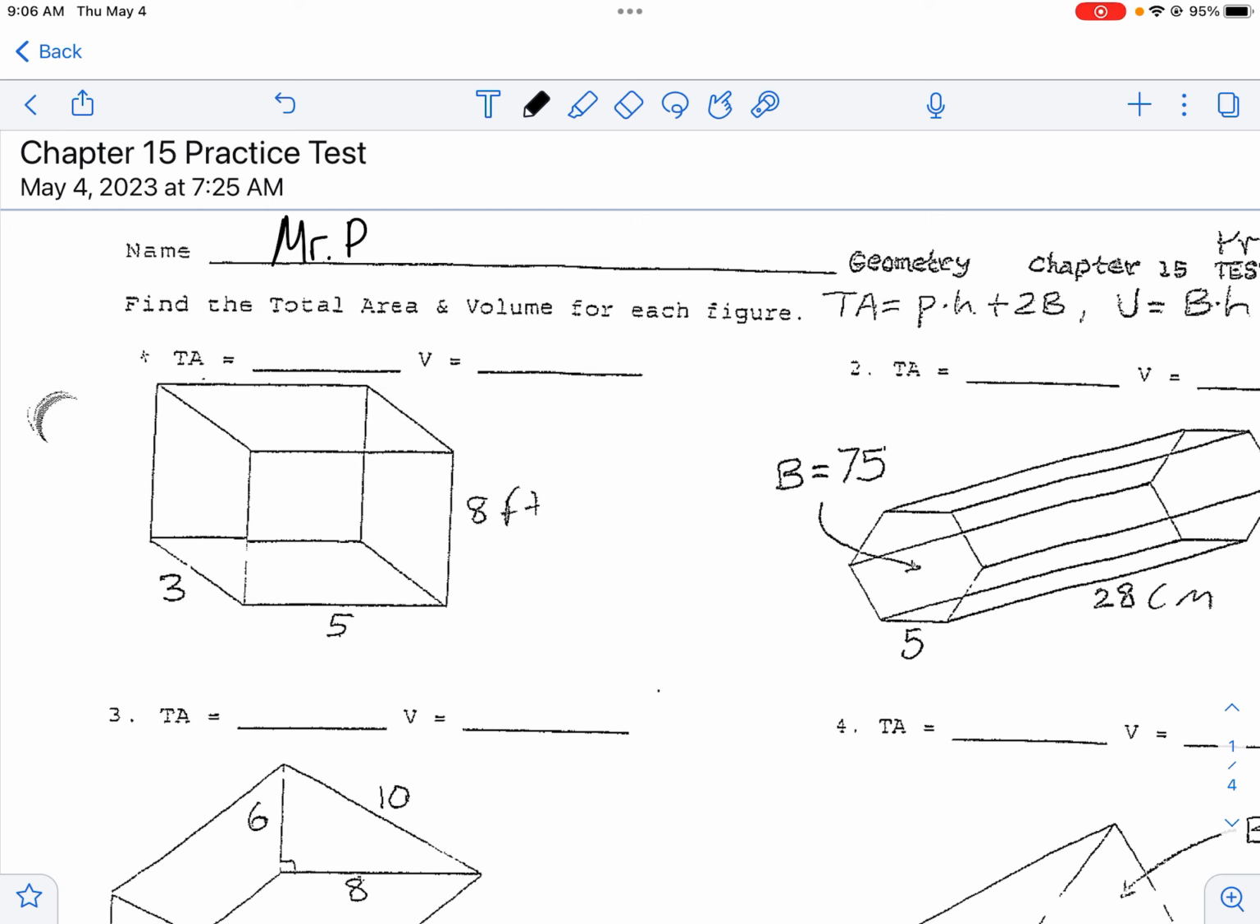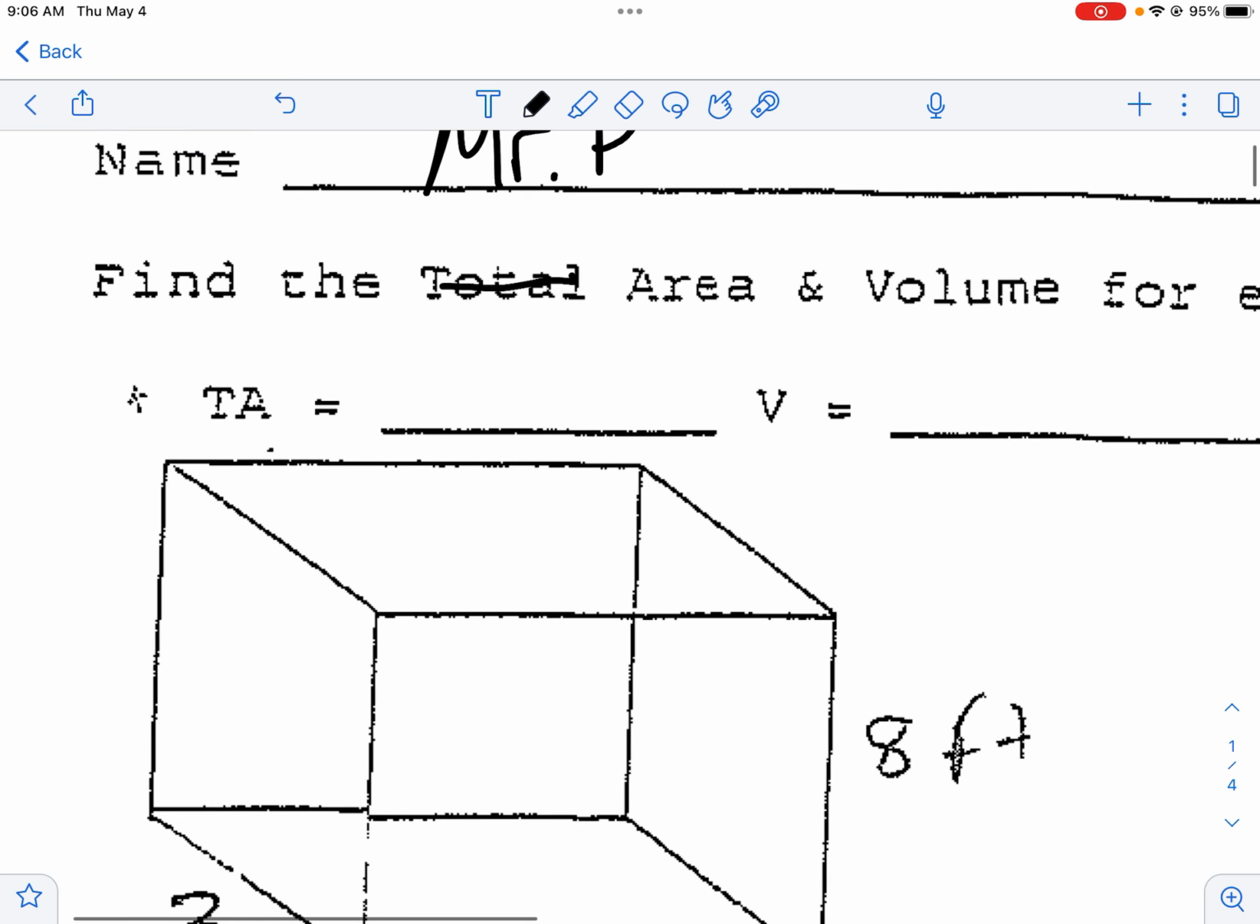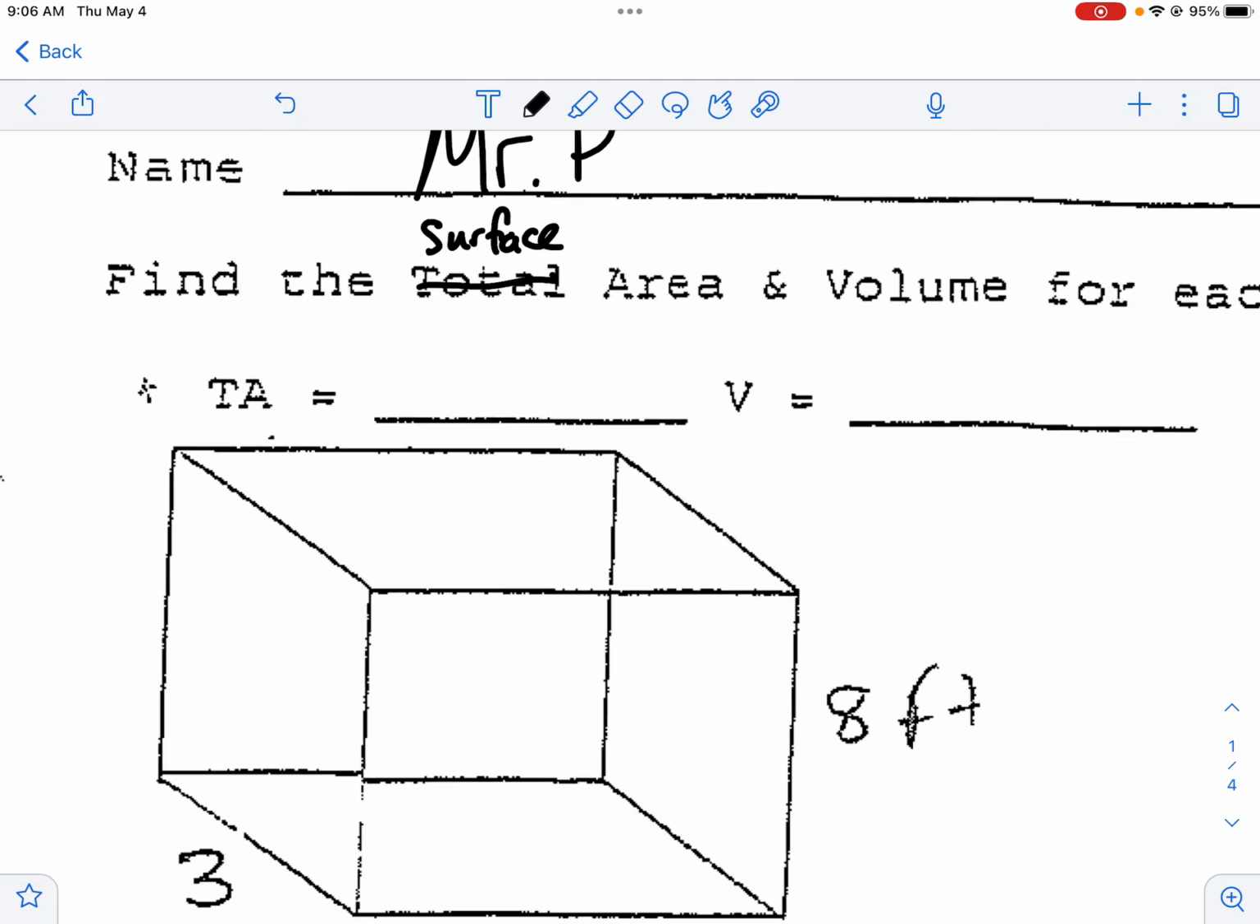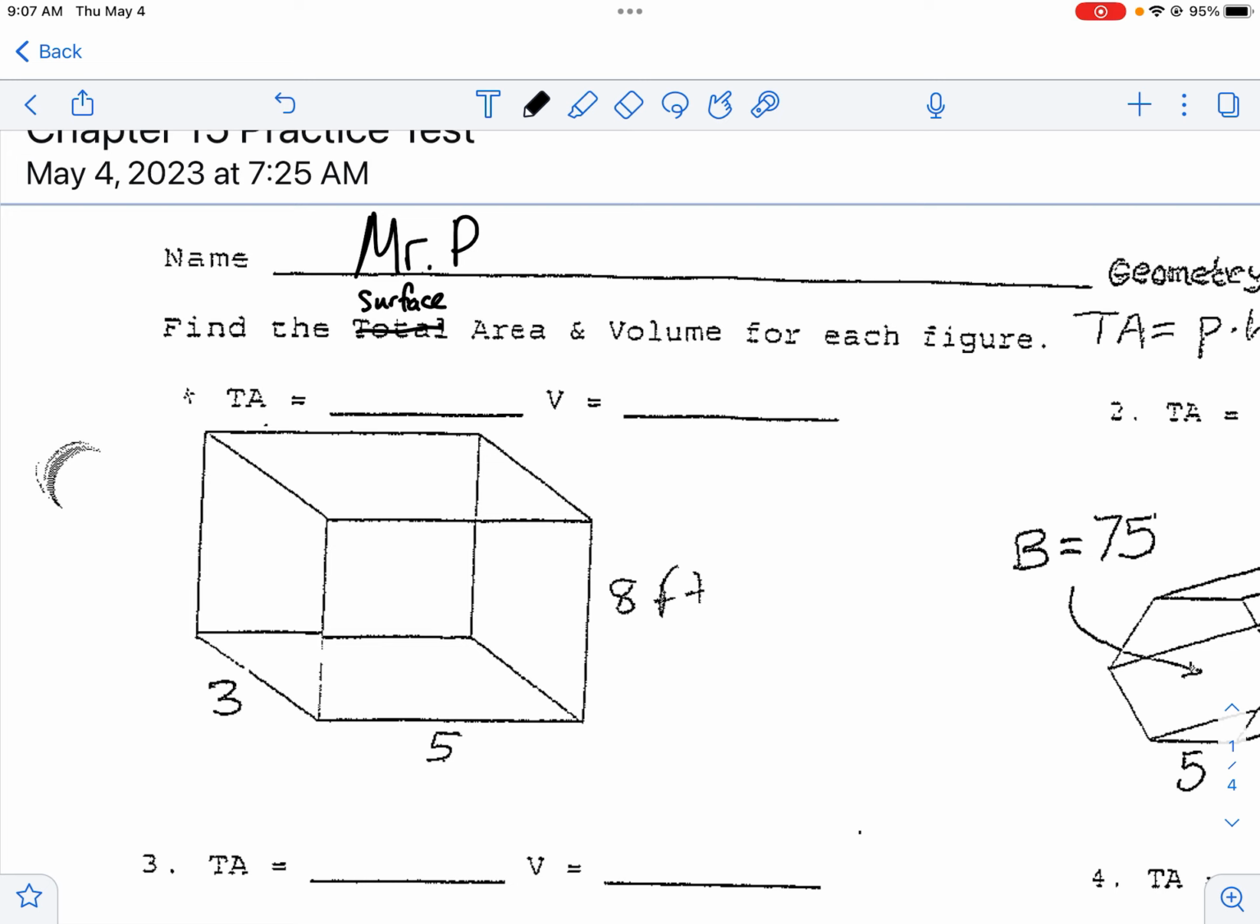So here we go. Finding the total area and volume. That's total area and surface area, the same thing. So if it's more comfortable to think of surface area, that's fine. So volume and surface area of a prism.